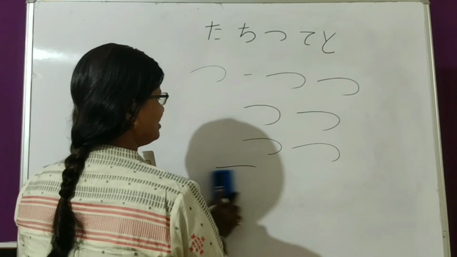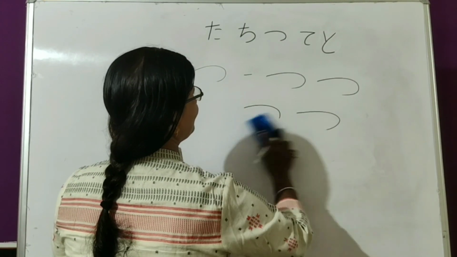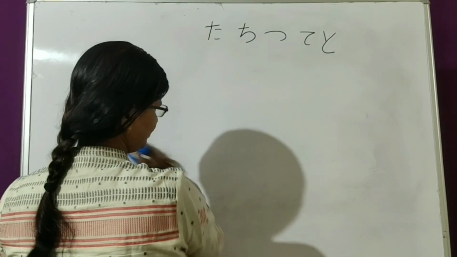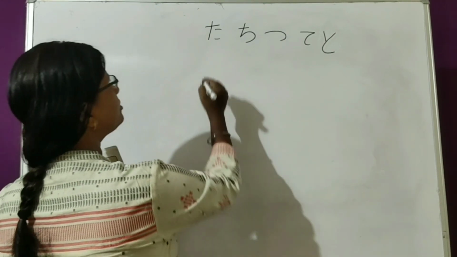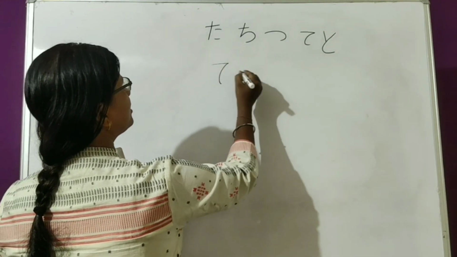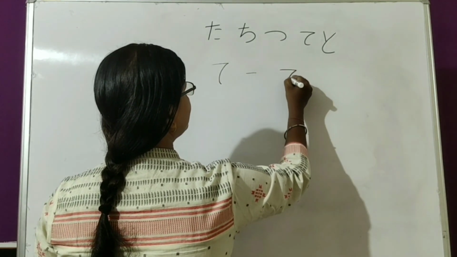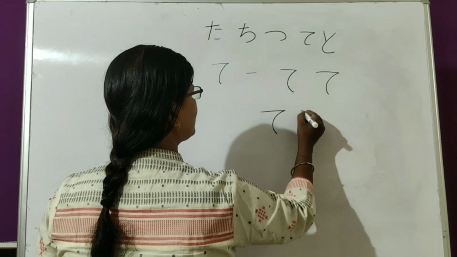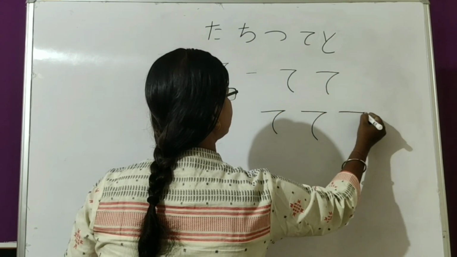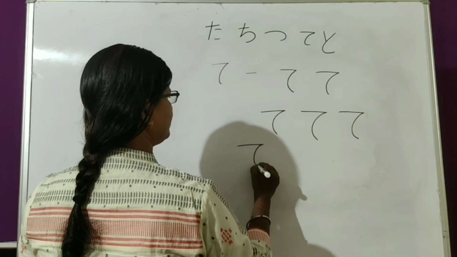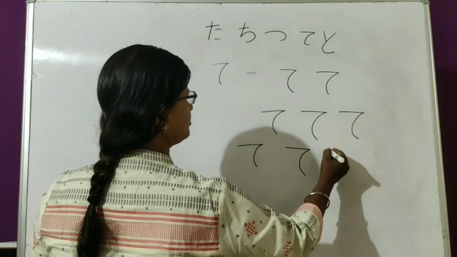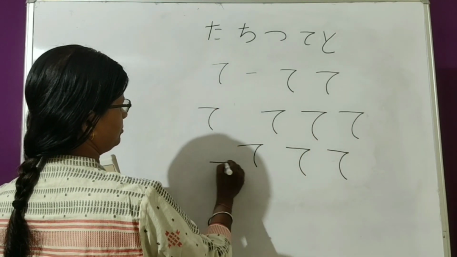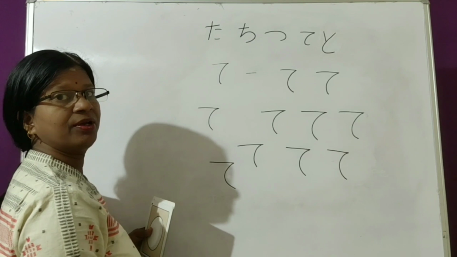After tsu, next is te. Te is also a single stroke alphabet. It is very easy to write. Te. Just a straight line, then a curve. Te. Okay?